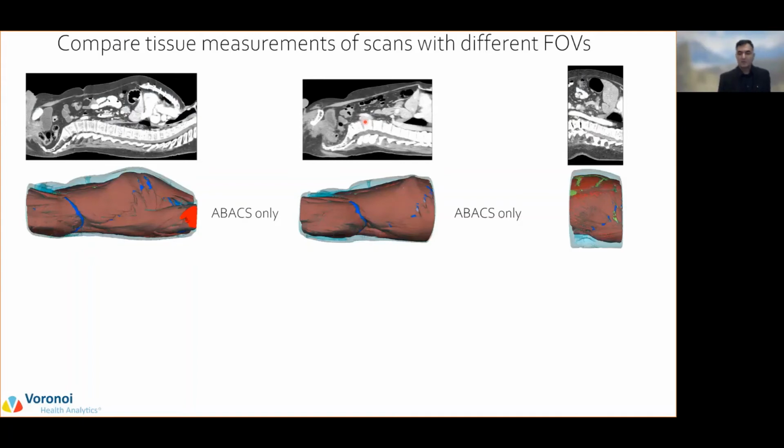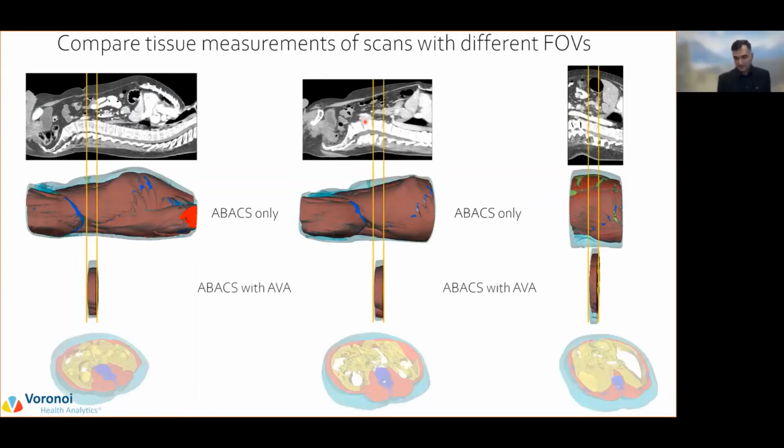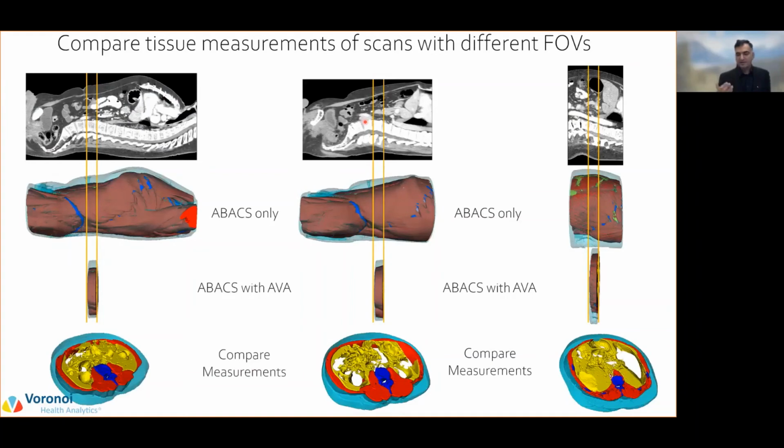But with this vertebral level landmarking, and especially with this annotator tool, now we can extract individual vertebral levels and compare body composition measurements across these vertebral levels.